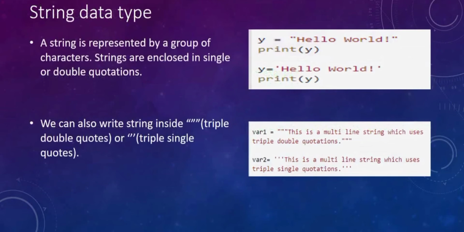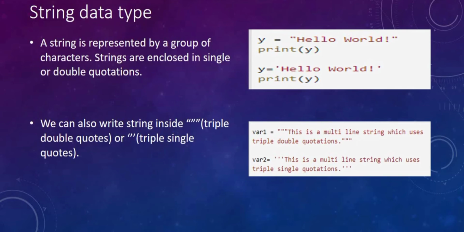String data type. A string is represented by a group of characters. Strings are enclosed in single or double quotations. For example, in the picture on the right, y is equal to "hello world", which is written in double quotations, and y is equal to 'hello world' is also written in single quotations, which means both are valid.